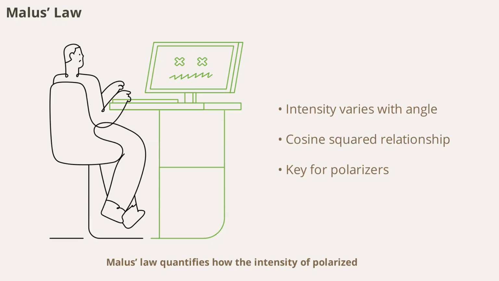Malus's law quantifies how the intensity of polarized light changes as it passes through a polarizing filter. The transmitted intensity is proportional to the square of the cosine of the angle between the light's polarization direction and the filter axis. This law is fundamental in analyzing and designing optical systems involving polarized light.